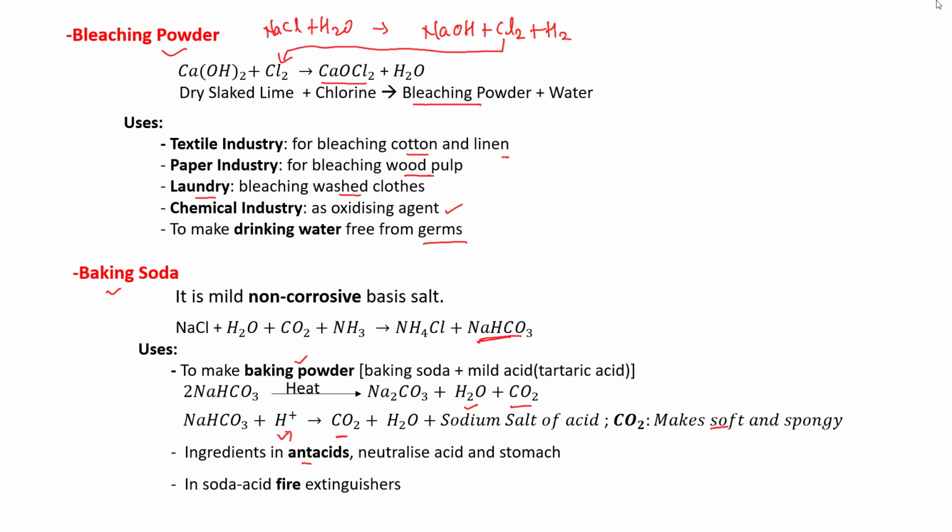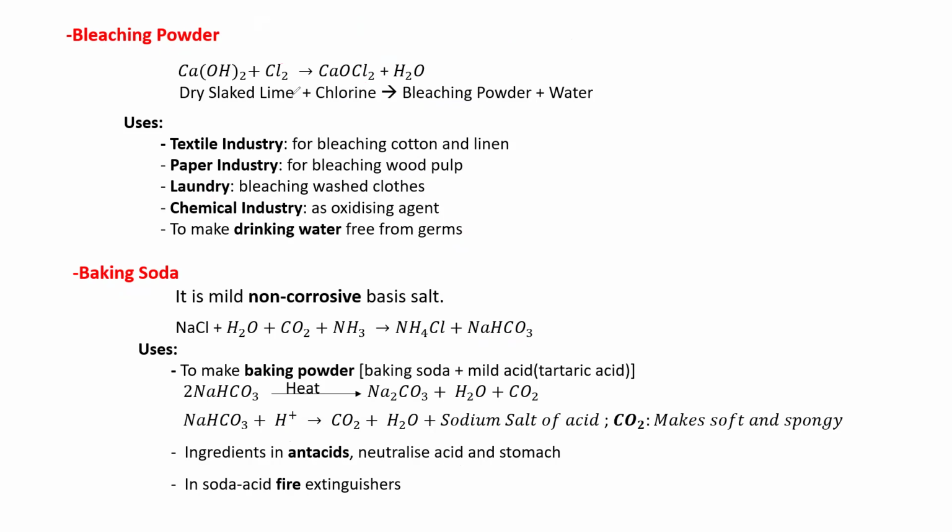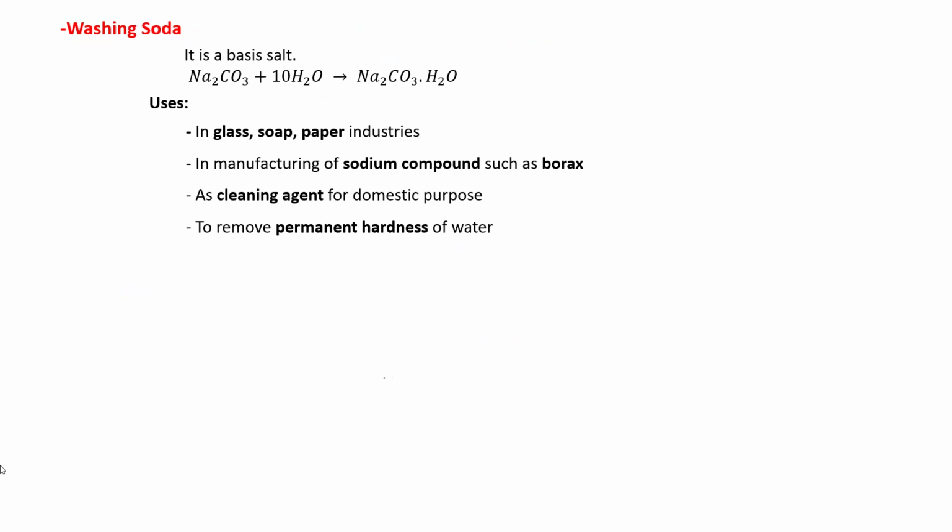So you must remember the formula of bleaching powder, baking soda, as well as what are their uses. So these questions are going to come this year. Next we have washing soda. Sometimes people get confused. Baking means it is used for baking, in the kitchen, for cooking purposes. And this washing soda is used in detergents. The name itself is washing soda. So if you see that Na2CO3 is going to react with water.